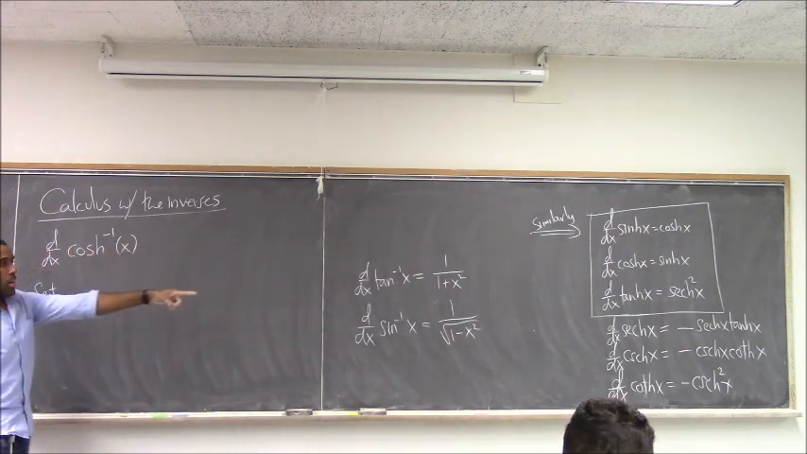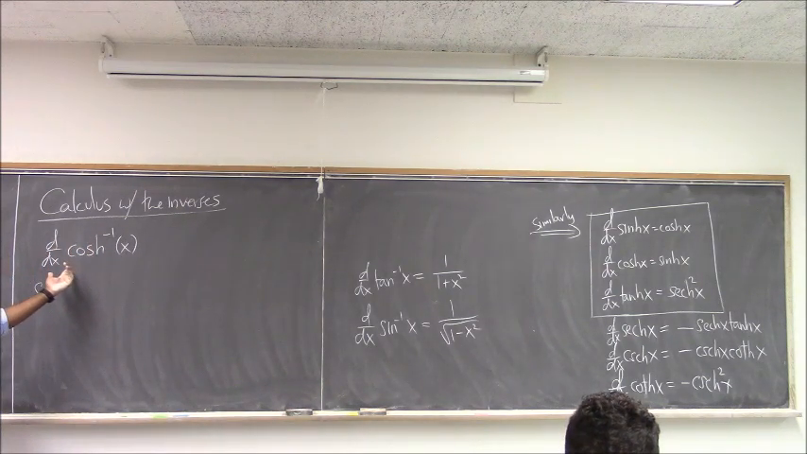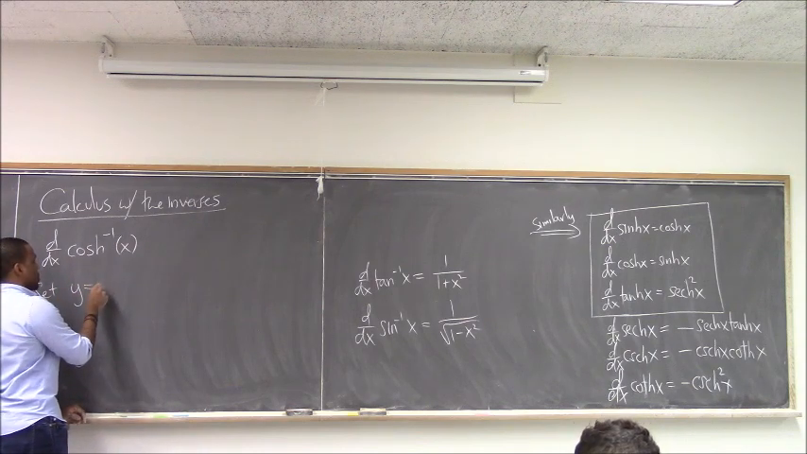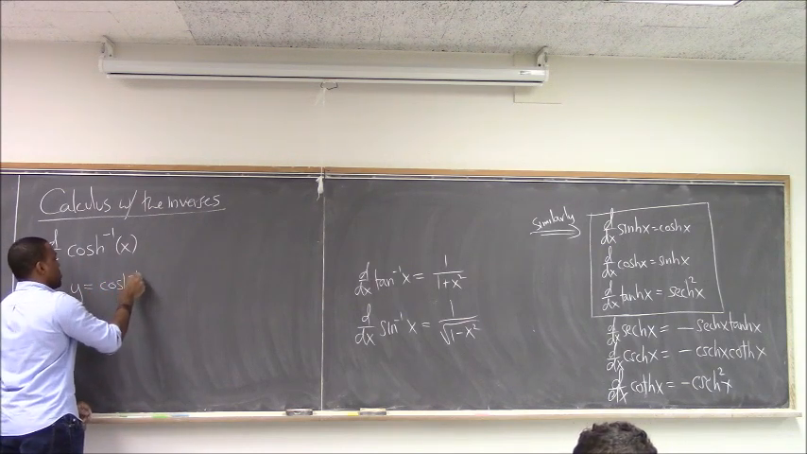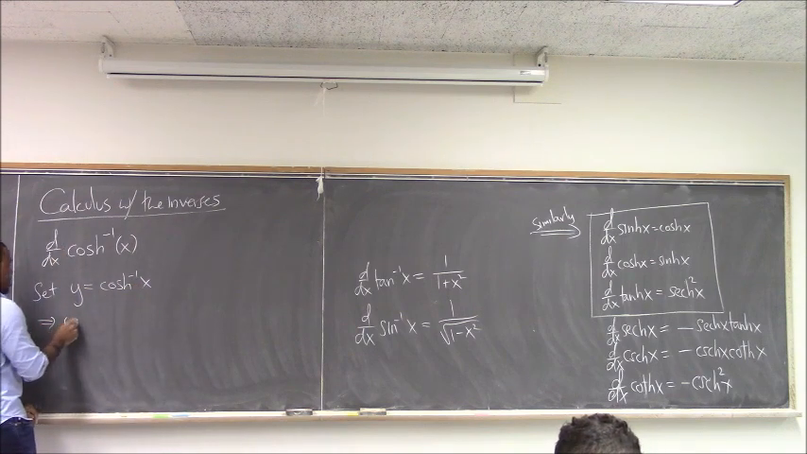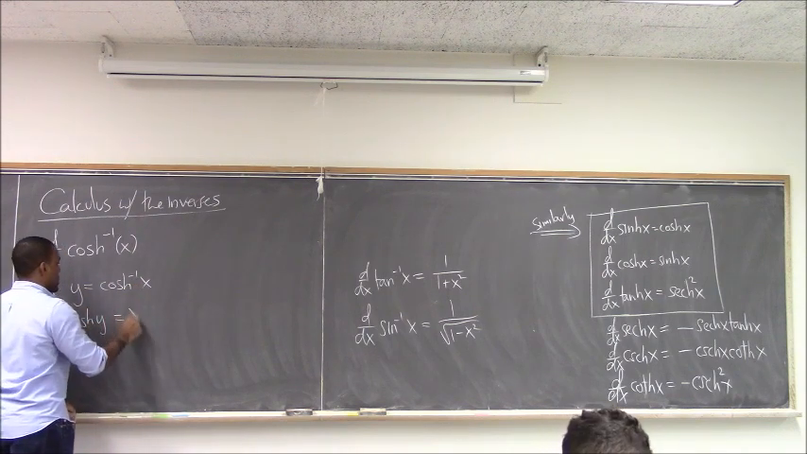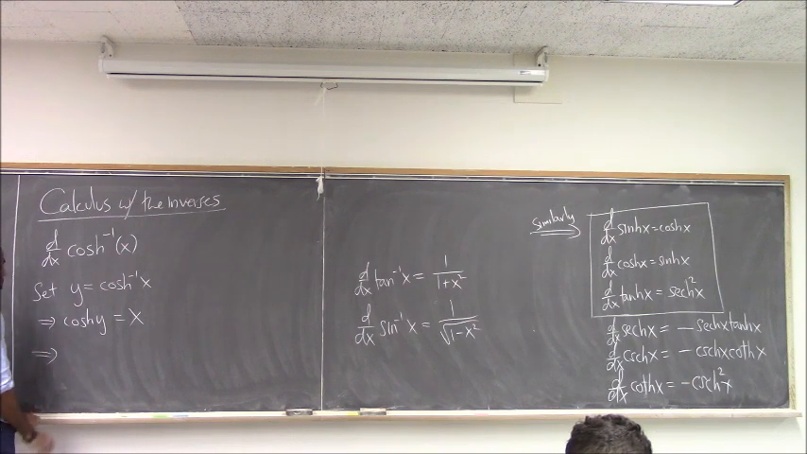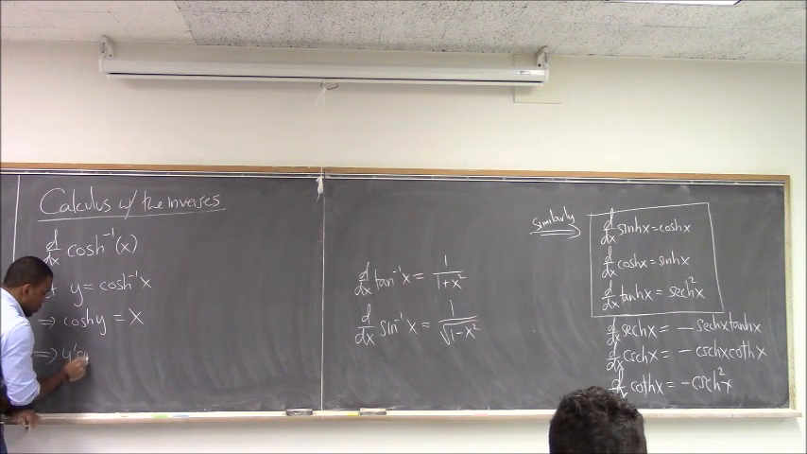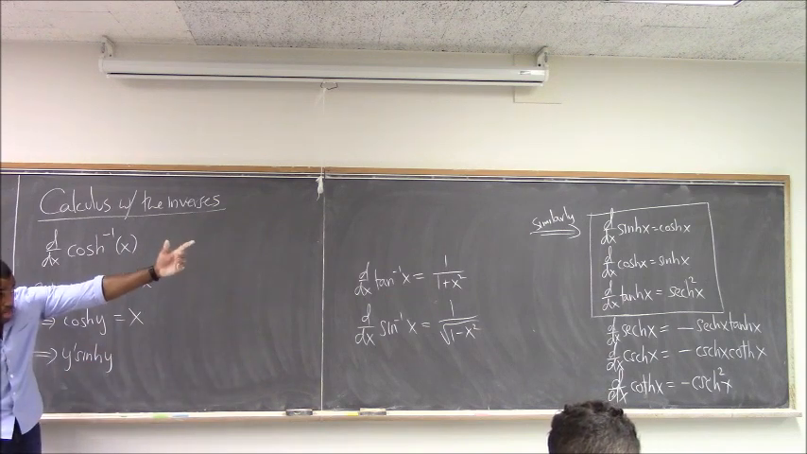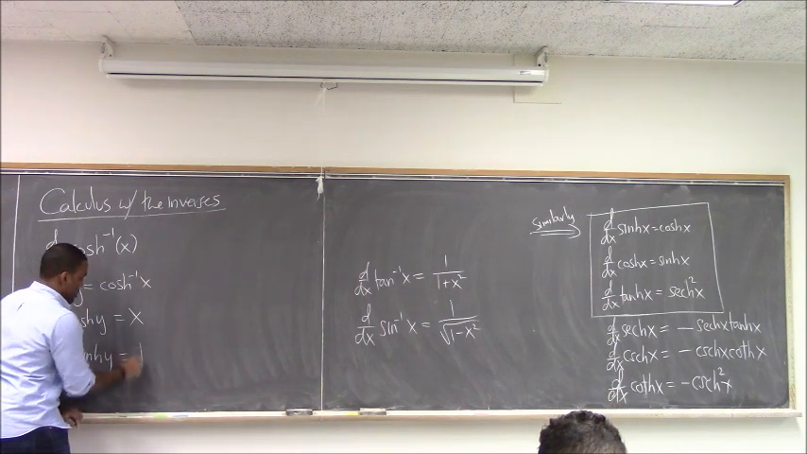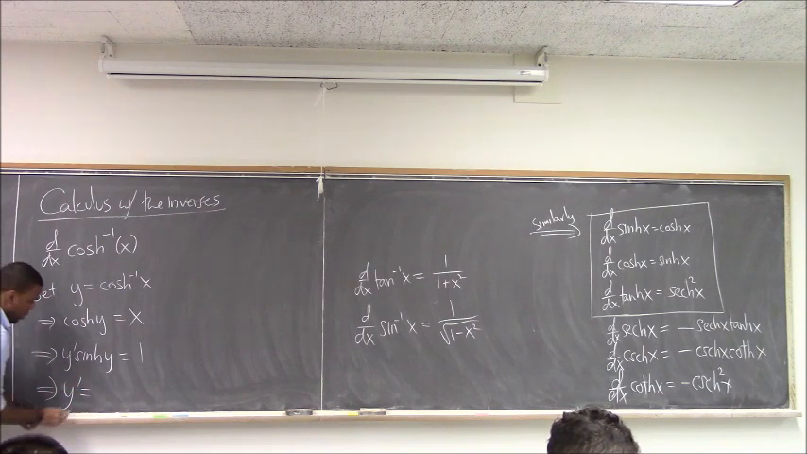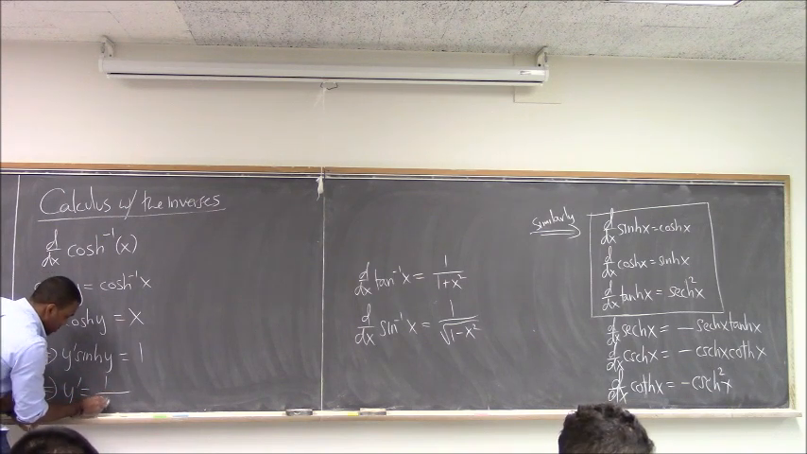But when I derive these in Calc 1, I use a similar method to what I'm going to do here. You set y equals, of course, cosh inverse, which means cosh of y equals x. You differentiate both sides implicitly. The derivative of cosh y will be y prime sinh y, because the derivative of cosh is sinh. The derivative of x is 1. So your y prime, the derivative of what I want, is 1 over sinh.